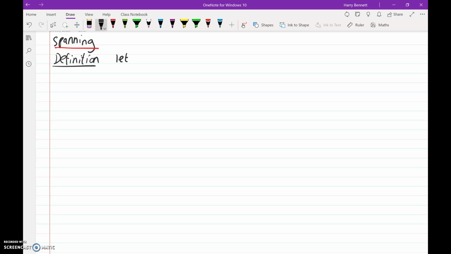Let V be a vector space, as usual over a field F, and we let x1 up to xn be elements of V. Okay, so they're vectors in V.